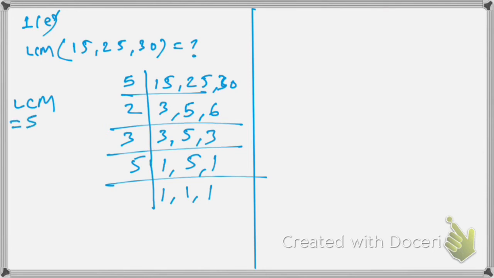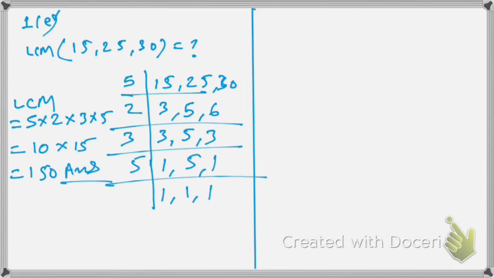LCM will be 5 cross 2 cross 3 cross 5. So the answer will be 10 multiplied by 15. It will become 150. So this is the lowest number which comes in the tables of all these numbers. Okay, let me check: 3 times, 5 times, 6 times, then 2, 3, 5, 3, 3, 1, 5, 1, 5. Okay, it's correct. Now next question 1E, F.